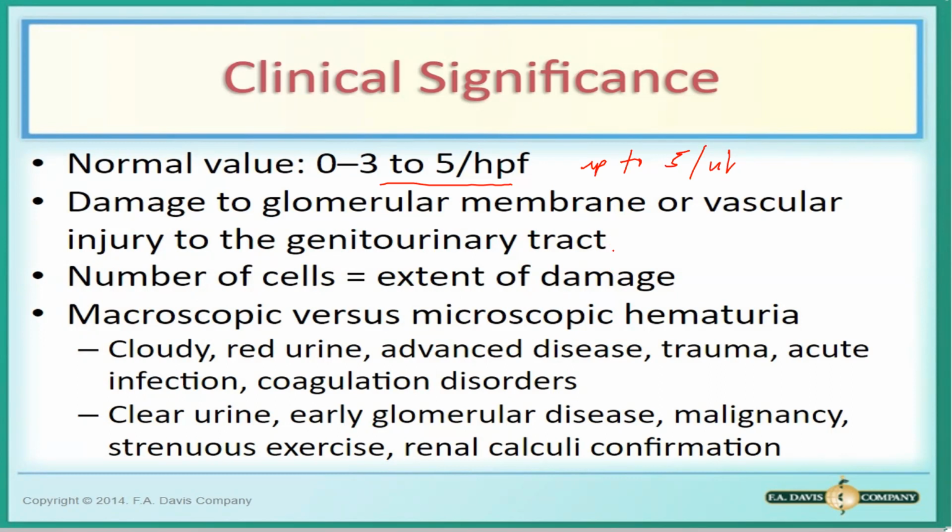Number of cells, extent of damage. So, kung mas maraming RBC, mas malaki yung damage kasi mas madaming bleeding. Macroscopic versus microscopic hematuria, you already know this. Cloudy red urine meaning intact pa si RBC. Kapag clear na red urine is hemoglobinuria.